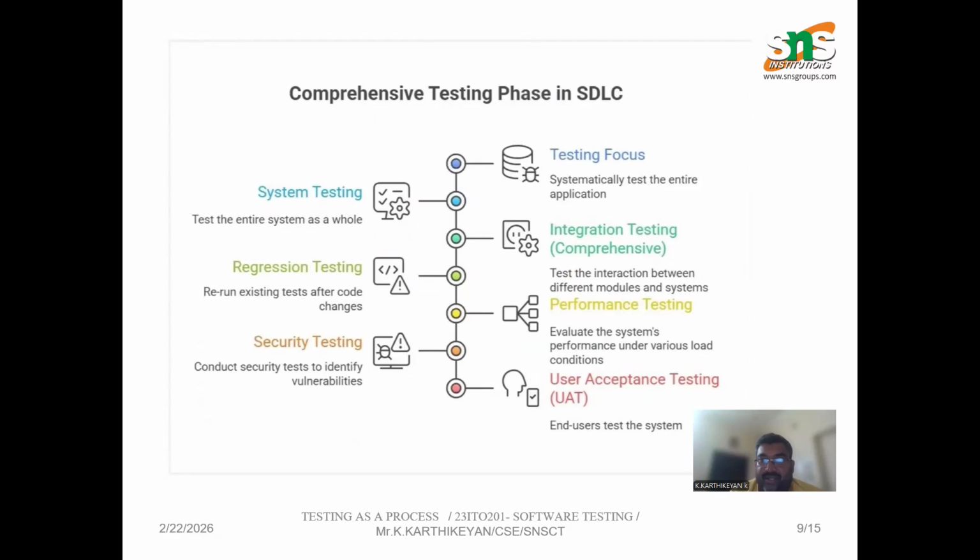comprehensive testing phase in SDLC. The first thing, testing focus on where to systematically test the entire application. Second, integration testing, comprehensive interaction between different modules and systems. Third, performance testing, evaluate the system performance under various load conditions. And user acceptance testing, where the end user tests the system. And system testing, test the entire system as a whole. Regression testing, based on rerunning the existing tests after code changes. And security testing, the code security test to identify vulnerabilities in the area of process in the sectors.